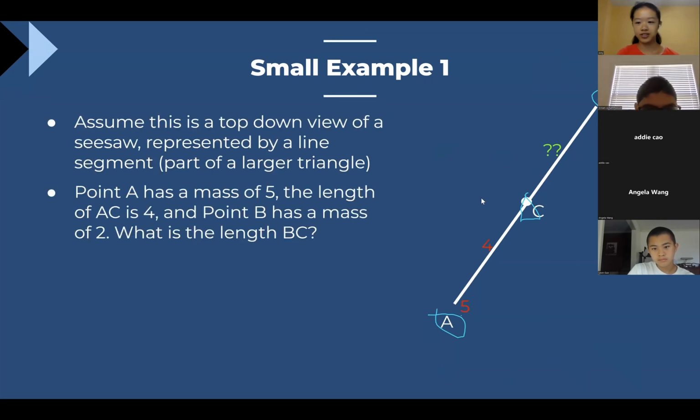You don't have to read all the text. You can probably tell from the diagram. So we are solving for the length of BC, which is also just that distance.